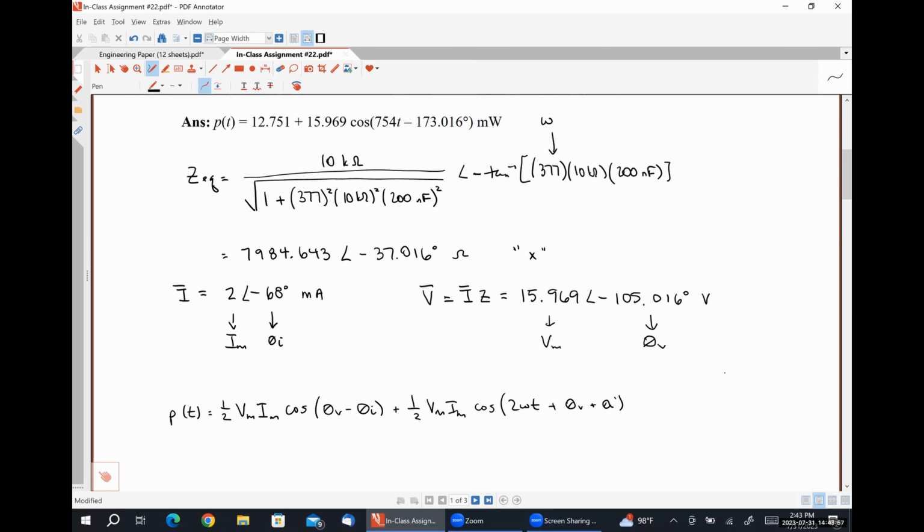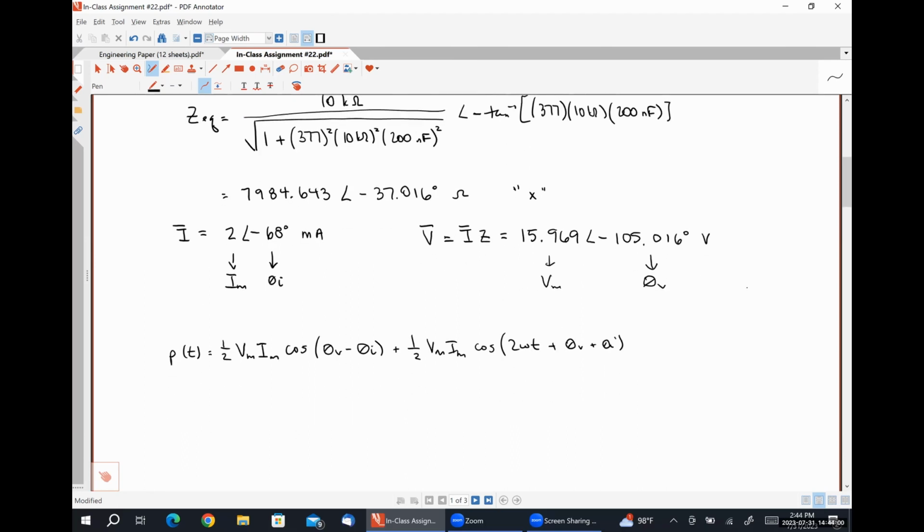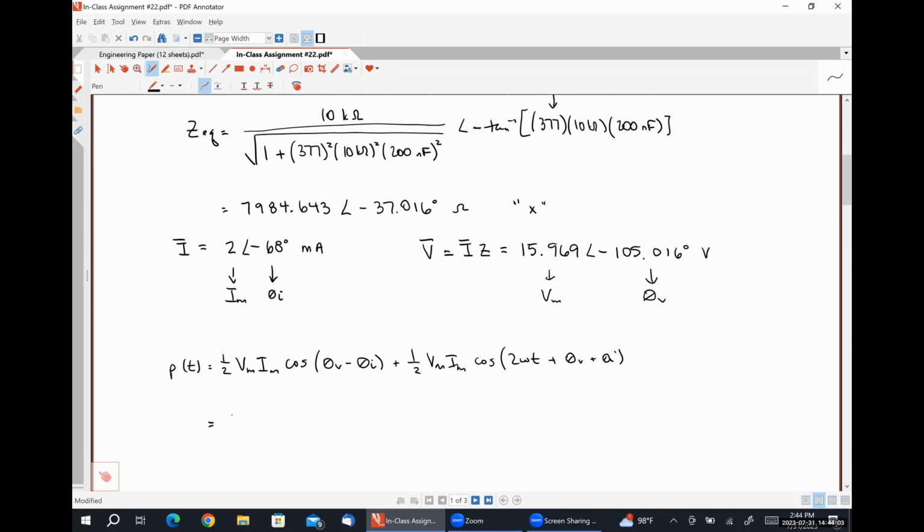So I'm now ready to just plug things into my equation, okay? So for my first bit here, I'm gonna have 1/2 times Vm, so that's gonna be 15.969 volts times Im, which is 2 milliamps, times the cosine of theta V, negative 105.016 degrees, minus theta I, negative 68 degrees.